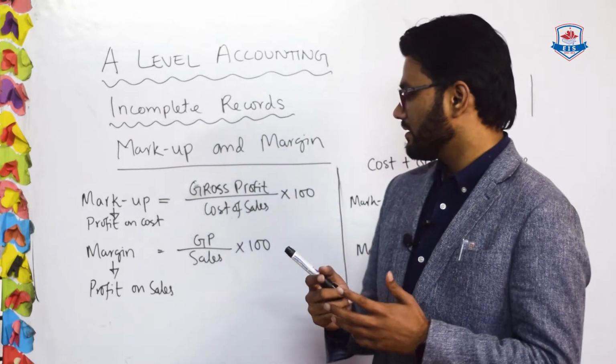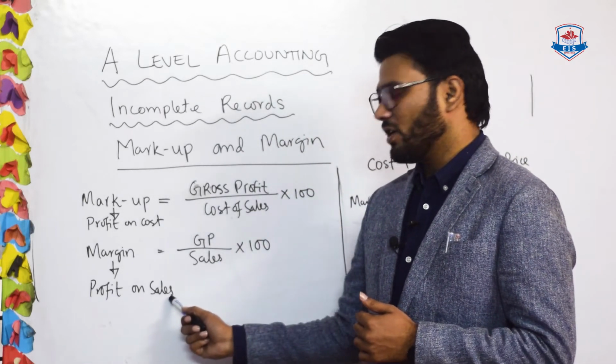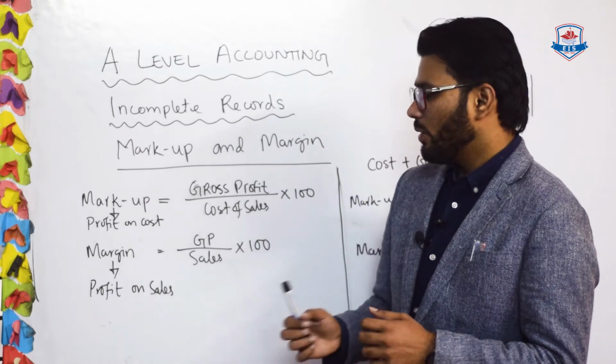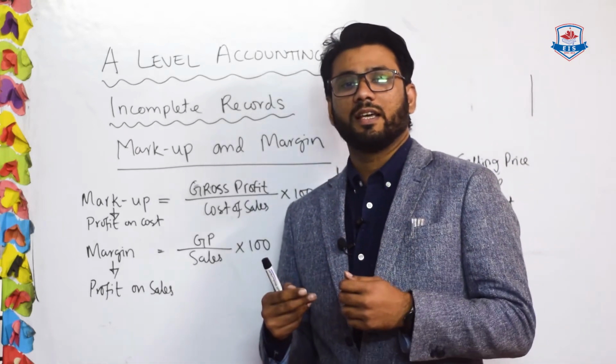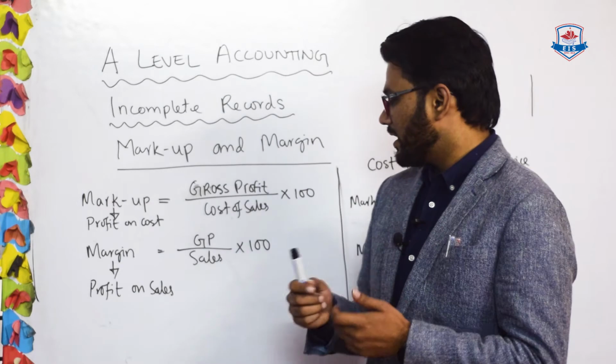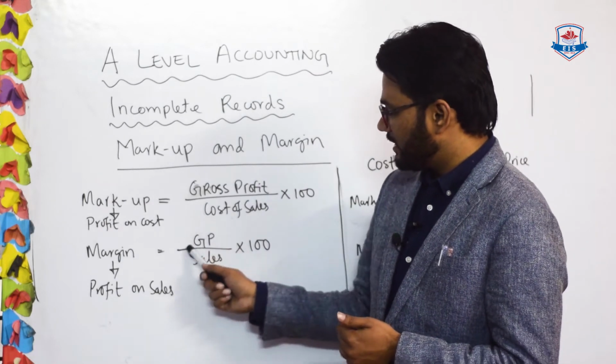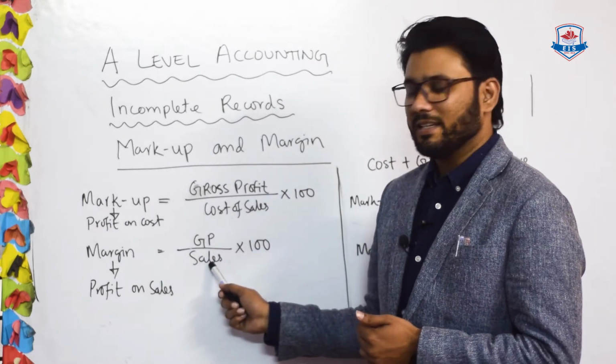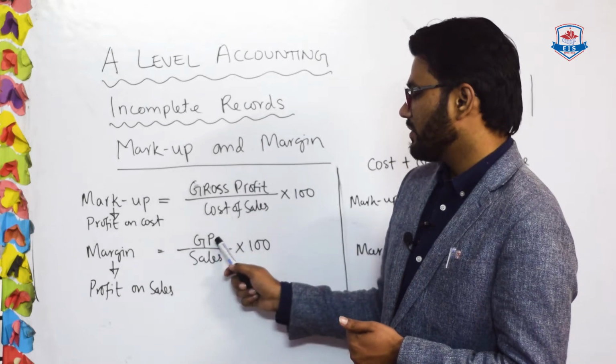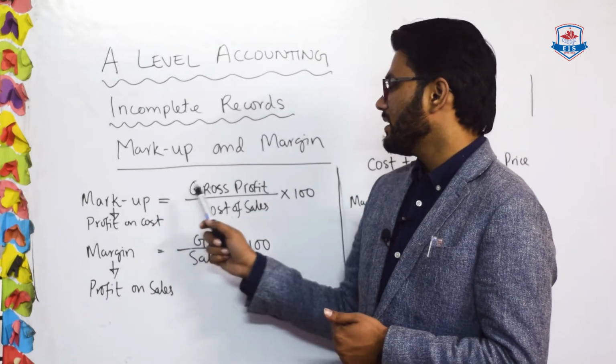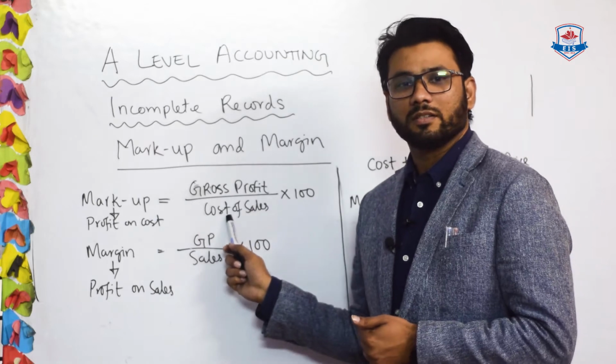The other formula that we also need to learn is margin. What is margin? Margin is basically the profit on sales, as you can see here. Whatever profit we charge on sales is known as margin. In the same case, it is the gross profit over sales. So, margin is gross profit on sales, whereas markup is gross profit on cost.